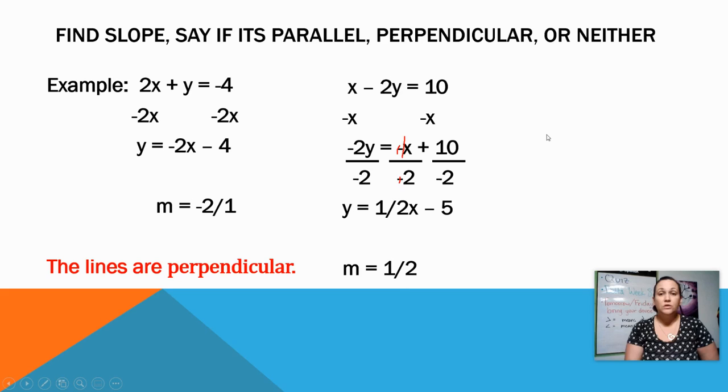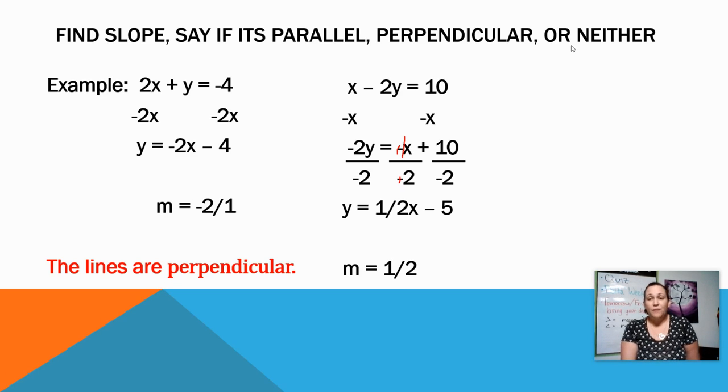Okay. So I do expect to see work on your homework. Any equation that's not in slope-intercept form, I should see that you changed it into slope-intercept form. Your final answer on your homework is a word. It's the word parallel or perpendicular or neither.